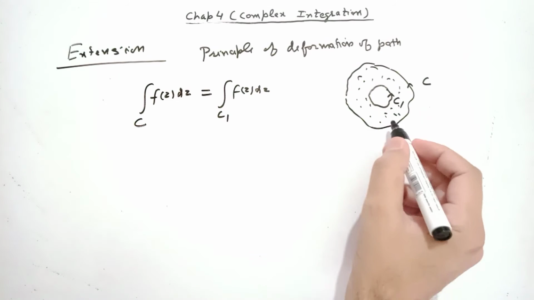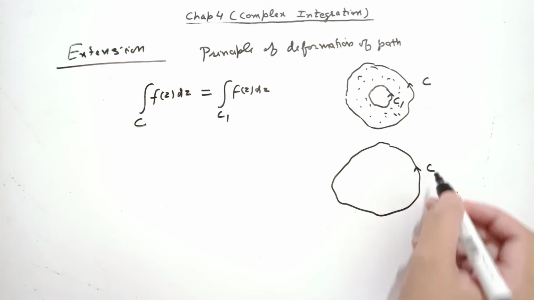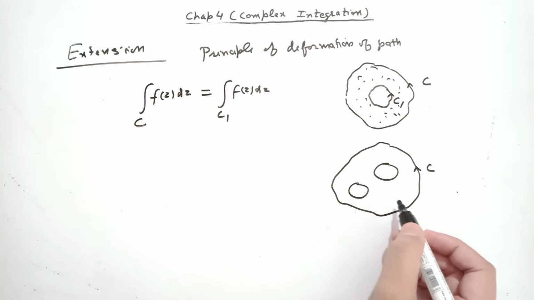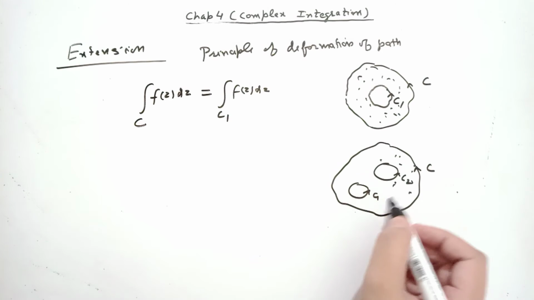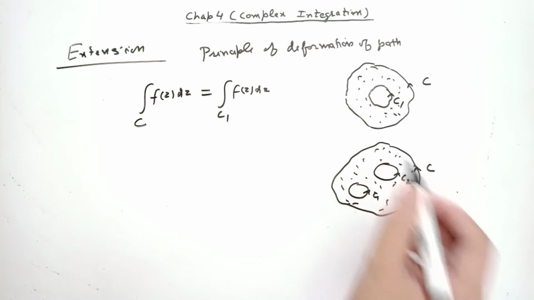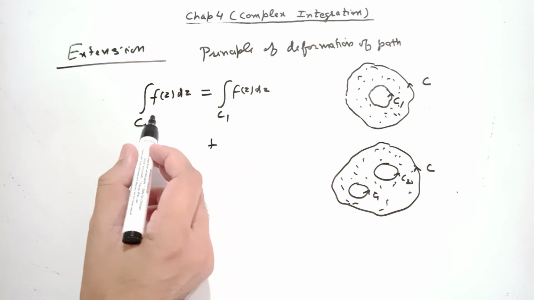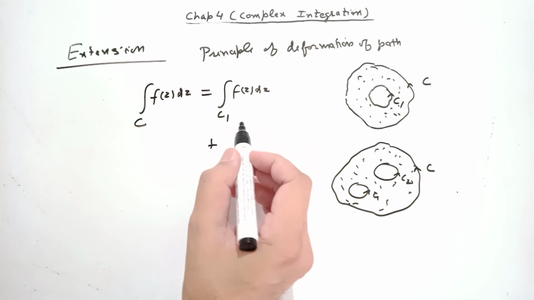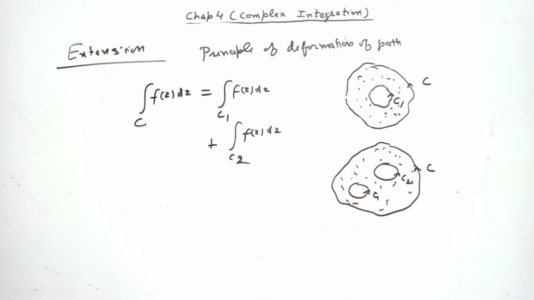This result extends to more than one contour inside C. Suppose f is analytic in this region between the contours C, C1 and C2. Then this result extends like this: the integral of f(z) along C is given by the integral of f(z) along C1 plus the integral of f(z) along C2. You can consider more contours inside C. So it's a useful result that you should keep in mind. Extension of Cauchy theorem.